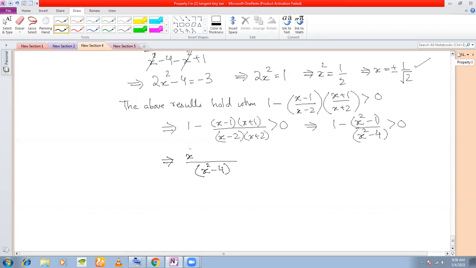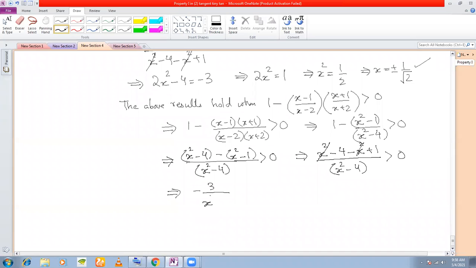So you get x square minus 4 minus x square minus 1 is greater than 0. That means now you open the brackets in the numerator on the left hand side, x square minus 4 minus x square plus 1 divided by x square minus 4 is greater than 0. Now clearly in the numerator, x square and x square cancel each other. So you simply get minus 3 by x square minus 4 is greater than 0.